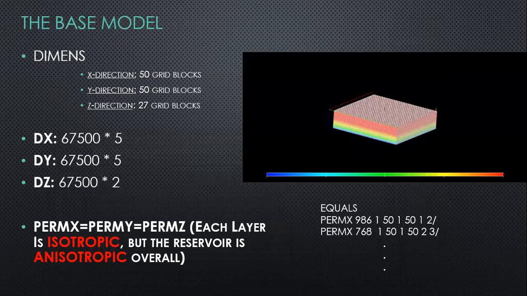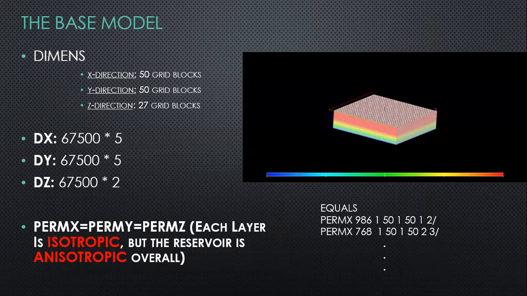To create a base model using Eclipse, the input file should incorporate the following sections. To start off, RUNSPEC is the first section of an Eclipse data input file. The main keyword that makes up this section is DIMENS. This keyword defines the basic size of the simulation grid. It is followed by 3 integers specifying the number of cells in the X, Y, and Z directions respectively.